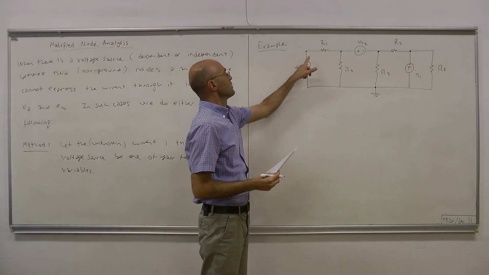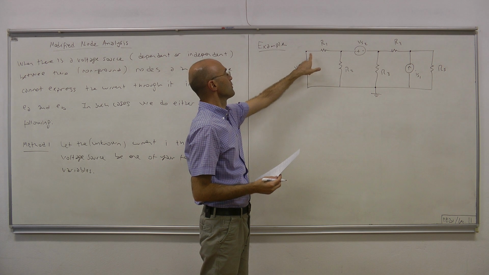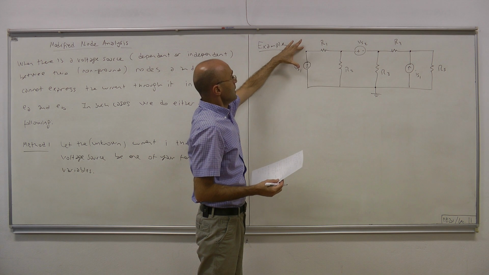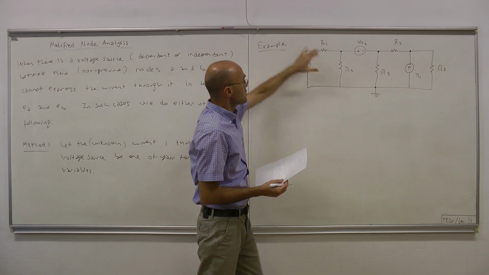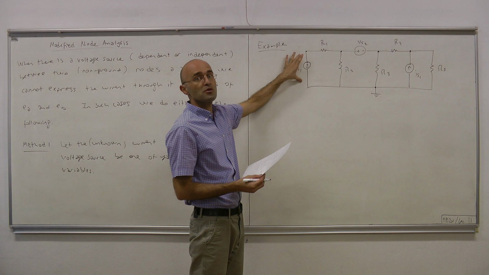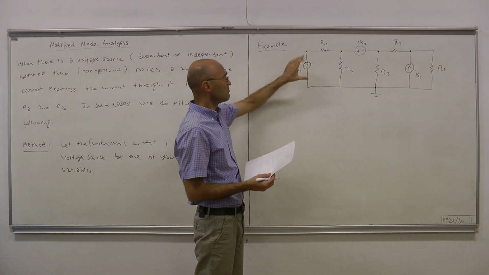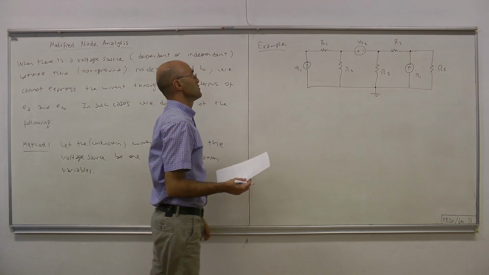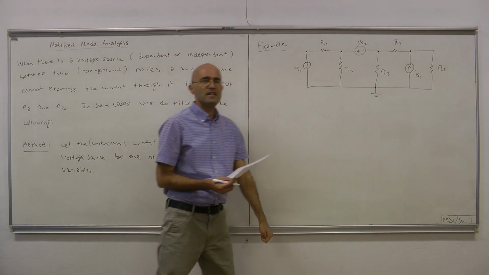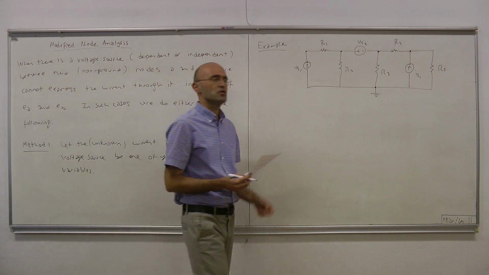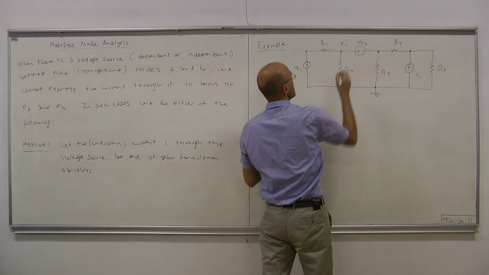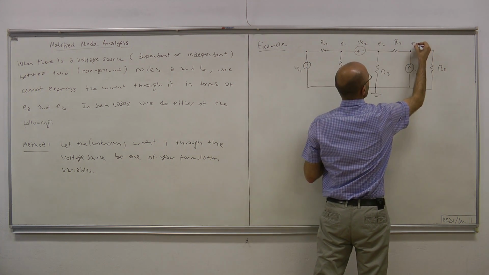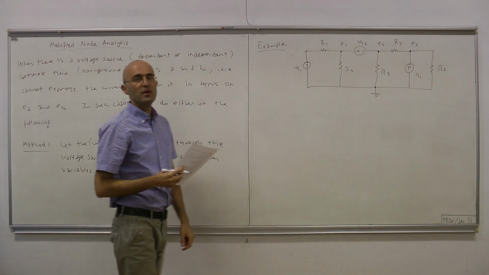So what we do is we start labeling. We don't label this node as E1 because between this node and ground node, there is an independent voltage source. That means we directly know what that node voltage is. Therefore, this is not an unknown. Since it's directly known, we don't need to label it as one of our node voltages. So we start labeling from this node. So this is our E1. Then we have E2. Then we have E3. Okay, we have 3 node voltages.